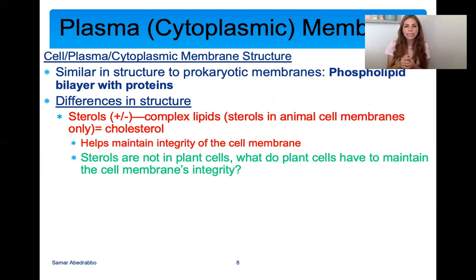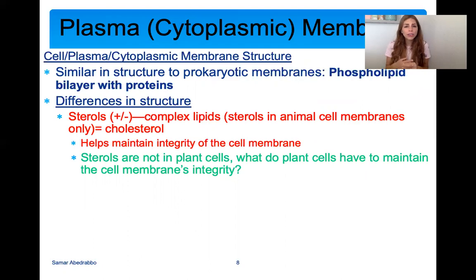The difference that we see in animal plasma membranes that we do not see in prokaryotic cells is that animal eukaryotic cells have sterols in their phospholipid bilayer. Sterols are just fats, they're complex lipids, and an example of a sterol is cholesterol. We have cholesterol in the phospholipid bilayer, and the reason we have these components is because they maintain the integrity of the cell membrane. That's just a fancy way of saying that they make it a better protectant. They help the cell membrane not be too fluid, not let things out, because we don't have a cell wall. So it's another layer of protection.